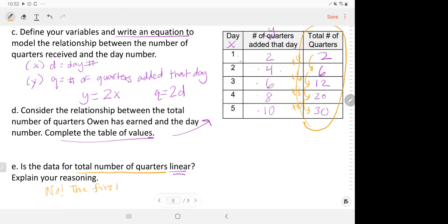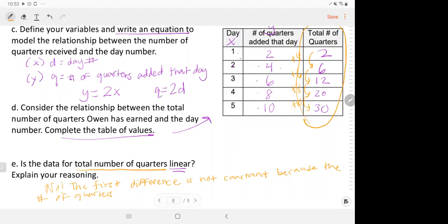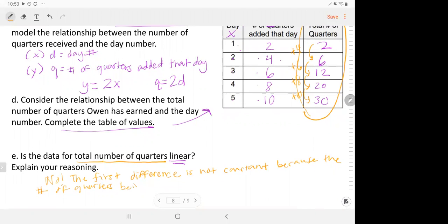The first difference is not constant. And I can say that because the number of quarters being added to the total each day is changing. We're not adding the same amount to the total every single day. Okay.